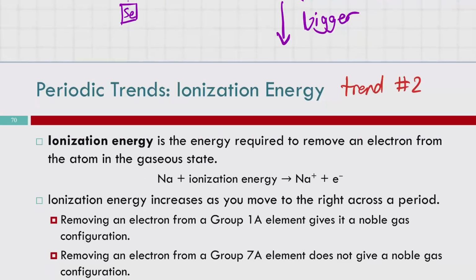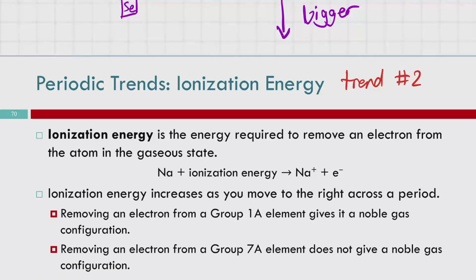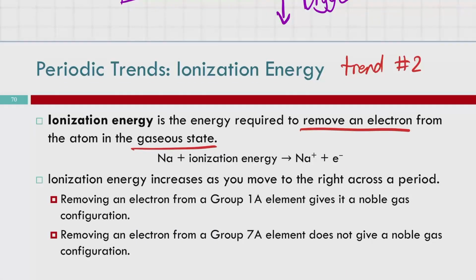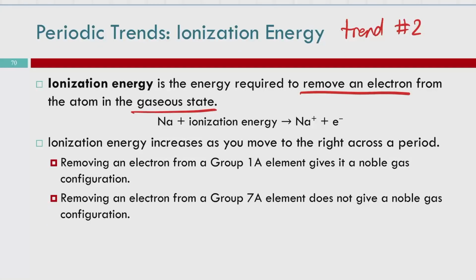Ionization energy is the energy required to remove an electron. That's kind of the most important part, but it's also supposed to be in the gaseous state. So how much energy does it take to pluck an electron off when you have it in the gaseous state? Ionization energy increases as you move to the right across a period.